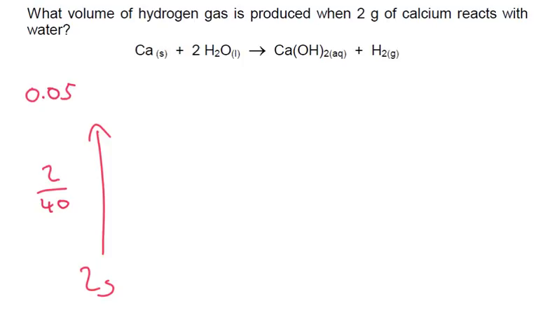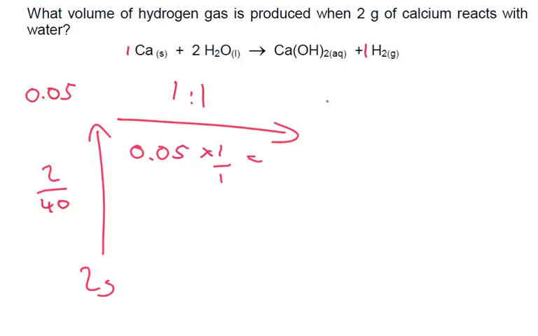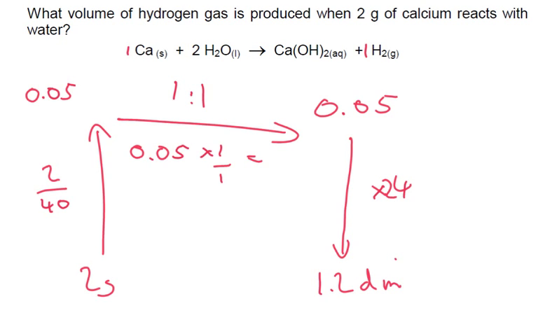0.05 moles. Okay, now we're looking at hydrogen, so it's a 1-to-1 ratio. Okay, so 0.05 times by 1 divided by 1, well, that's nice and easy, 0.05. Okay, then finally we want to know what's the volume, so we're going to times by 24. So 0.05 times 24, and we get a volume of 1.2 decimeters cubed.